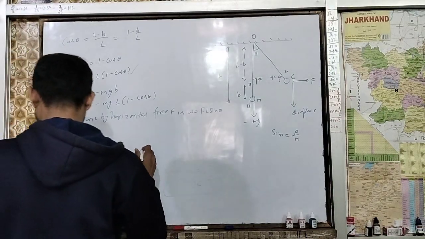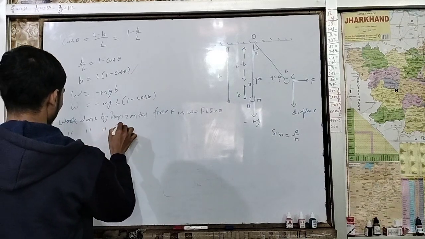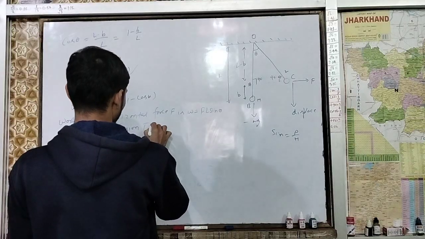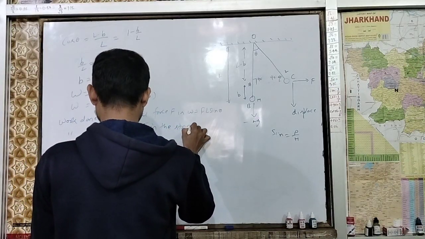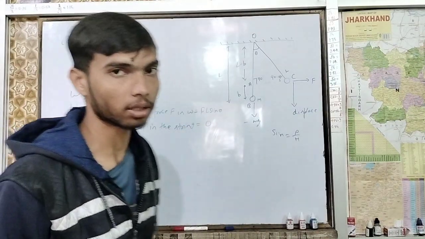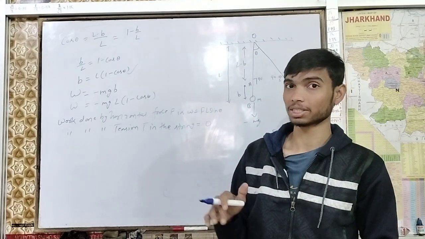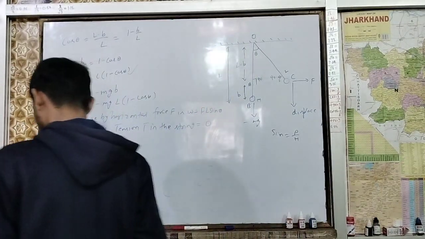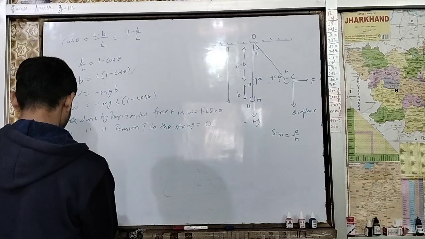Work done by tension T in the string will be 0. The work done by the tension in the string will be 0. This is a fact.